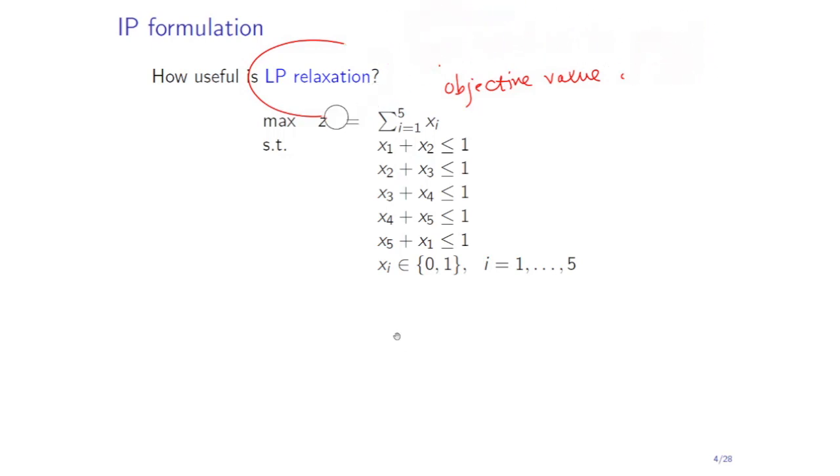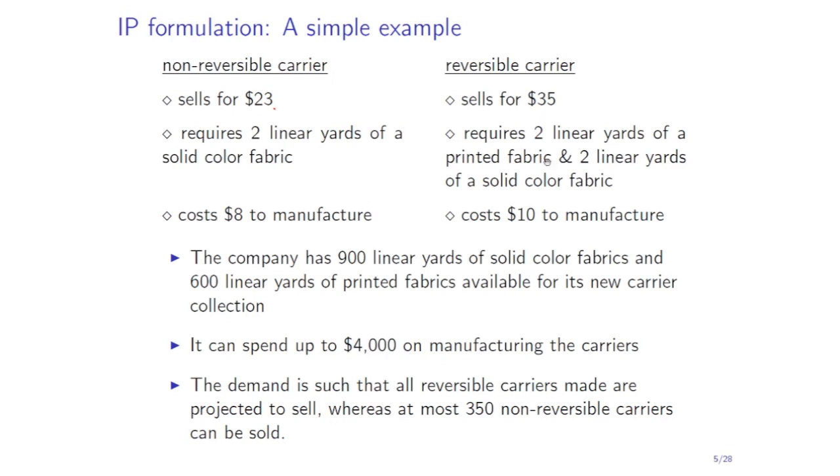Okay, now let's look at some examples, some applications, of how we can use this integrality of variables to model some real-world problems. Okay, our first example is the Heavenly Pouch example that you have seen before. I'm sure that all of you are familiar with this example. So a company is making two types of products, non-reversible carriers and reversible carriers, and we know information about the manufacturing cost, the selling price, and the amount of raw material that each type of carrier needs. We also know the limitations that the company has in terms of the raw material and the production budget.